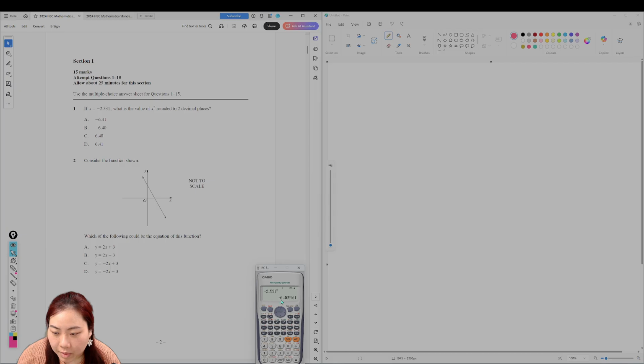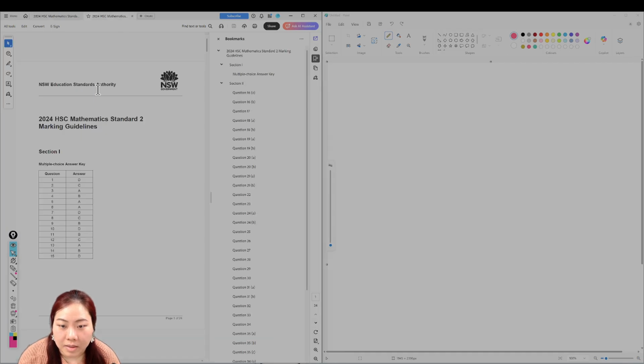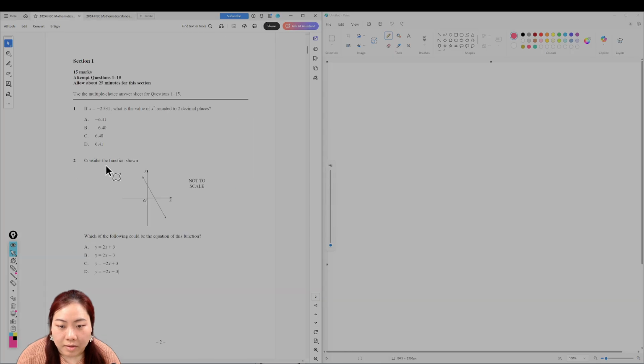Okay, now the problem with this is I didn't put the number in a bracket, so it's only squaring the 2.531 and then it's putting the negative in front of it. So really, what I should be doing is this. Put it in brackets and then squared. It should be positive. Now, rounding it to 2 decimal places would be 6.41. So 1 should be D. Let's see if it's true. 1 is D.